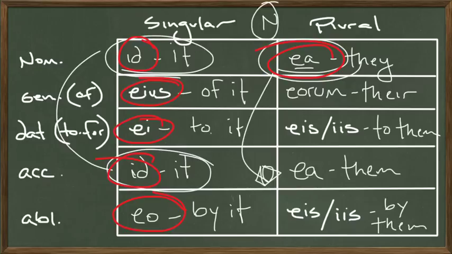And what happens is when you chant those over and over again, you end up with a chant that sounds like this. Is, ea, id, eius, eius, eius, ei, ei, ei, eum, eam, id, eo, ea, eo, ei, eae, ea, eorum, earum, eorum, eis, eis, eis, eos, eas, ea, eis, eis, eis. You get good at it, you get faster at it, and it almost sounds musical.